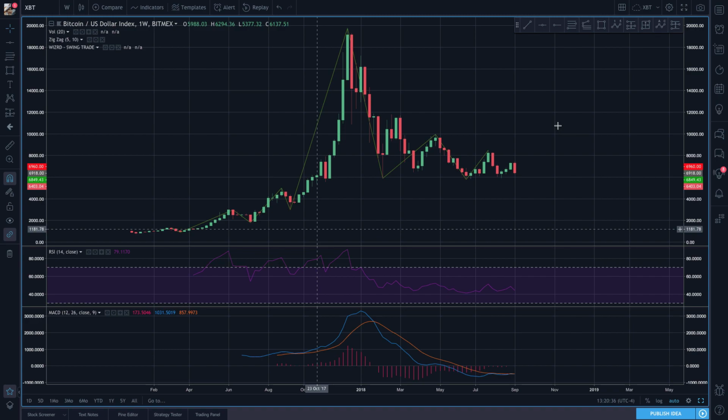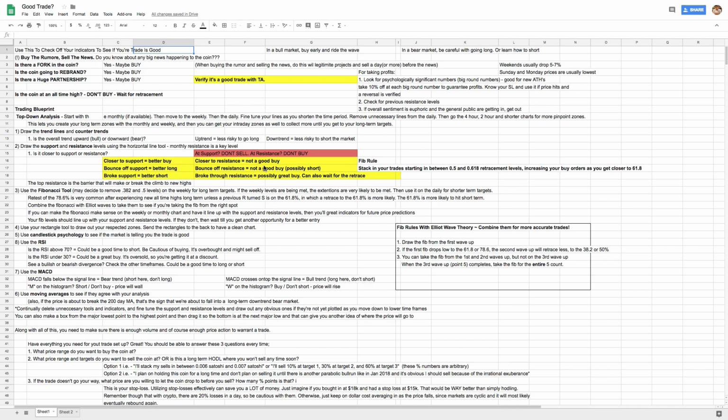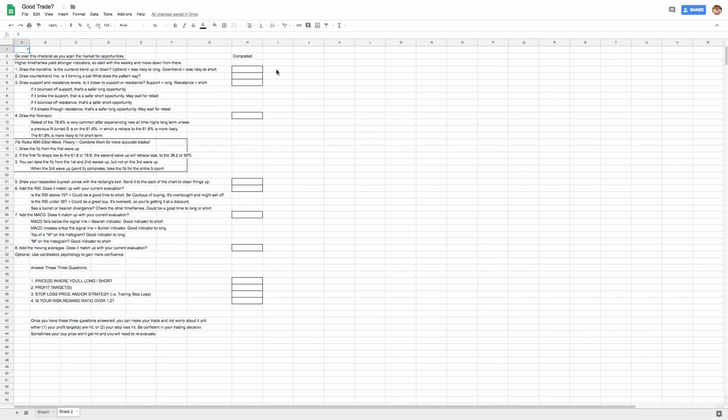If you look right here, you use this checklist to check off your indicators to see if it's a good trade or not. And it basically goes down like what you should do. Draw the trend lines, draw the support and resistance levels, use the Fibonacci, the candlestick psychology, RSI, MACD, moving averages, and then there's this checklist right here. So I'm going to try doing this. This is the first time I'm doing this, but let's see how it works out.